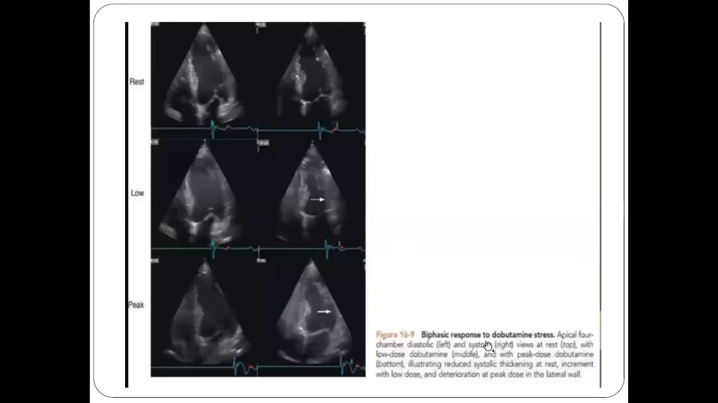So you can see there is a biphasic response to dobutamine stress. With low dose dobutamine and peak dose dobutamine, there is reduced systolic thickening at rest, increment with low dose, and deterioration at peak dose in the lateral wall. In the lateral wall, you can see that at first with low dose there is increased movement, but with higher dose again there is complete akinesia of this part.